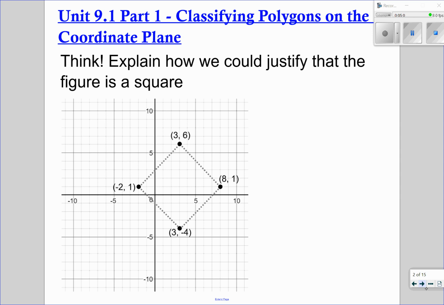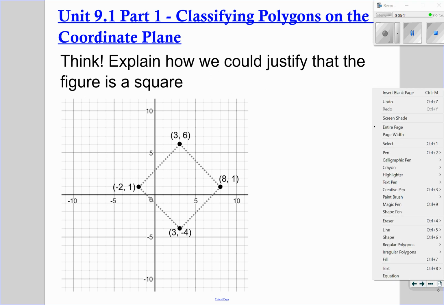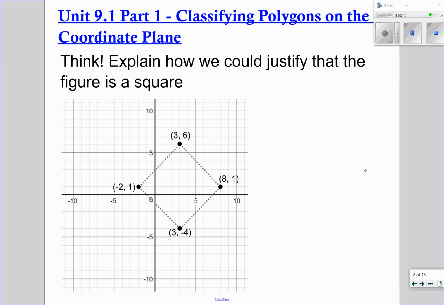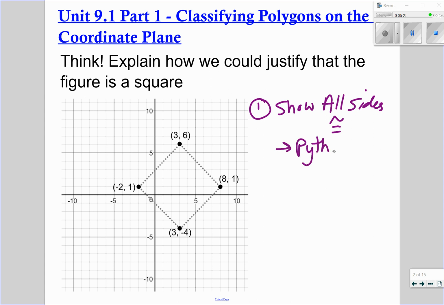Explain how you could justify the figure as a square. Pause your video and think for a quick second. After you've thought, hopefully you've come up with a couple of different ways that you could prove this thing is a square. Perhaps one method would be to show that all sides are congruent. And how could we do that? Well, we could use the Pythagorean theorem.